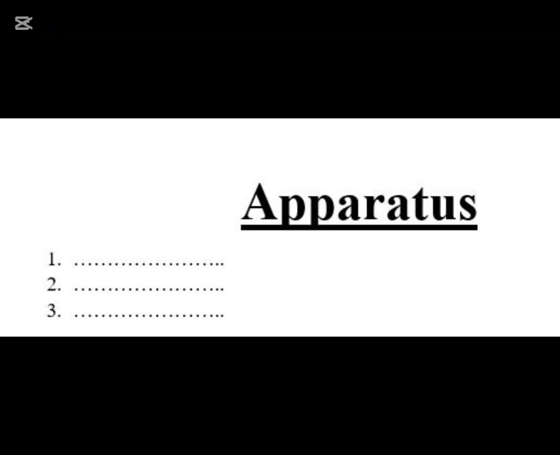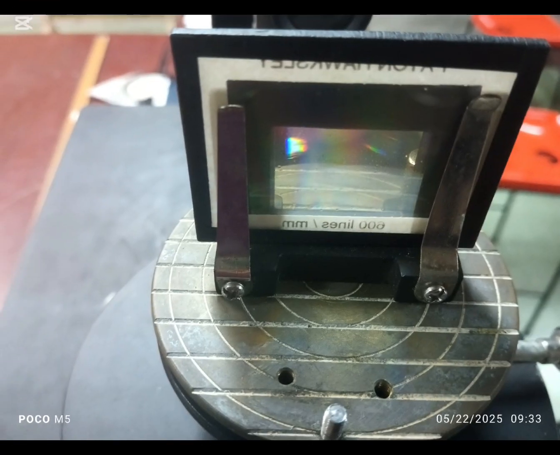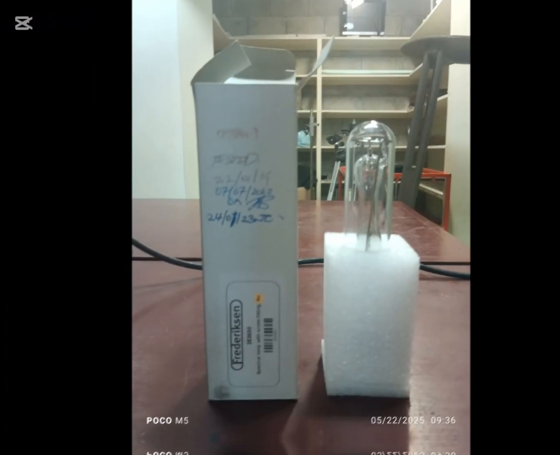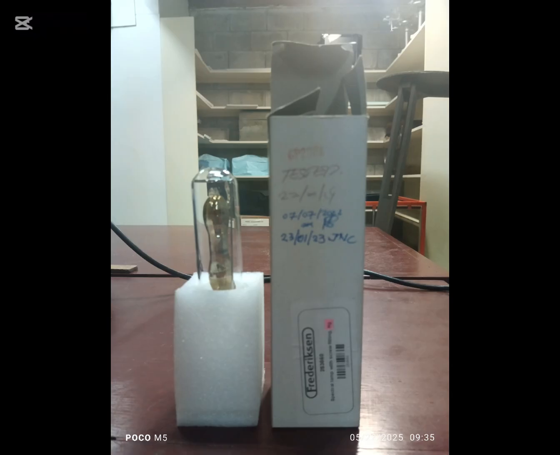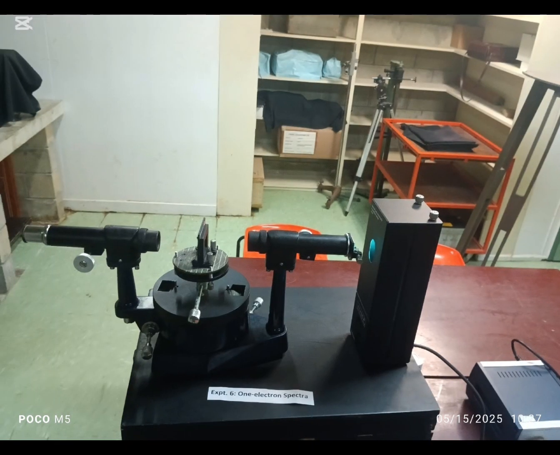Going over the apparatus used. The first apparatus was the control transformer that gave the major source of power to the bulbs. The second was the grating of 600 lines per mm. Two bulbs were used. One was the sodium bulb, and the other was the mercury bulb. This was the scope used to figure out the branch appearing. This gives us the overall setup of our experiment.